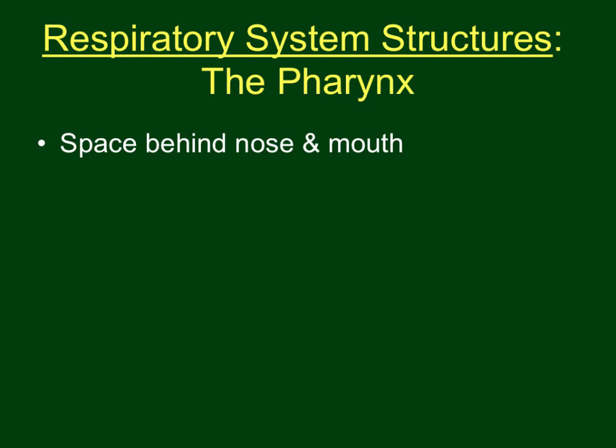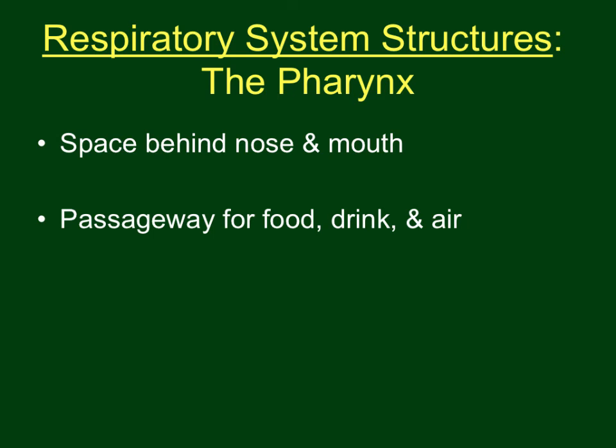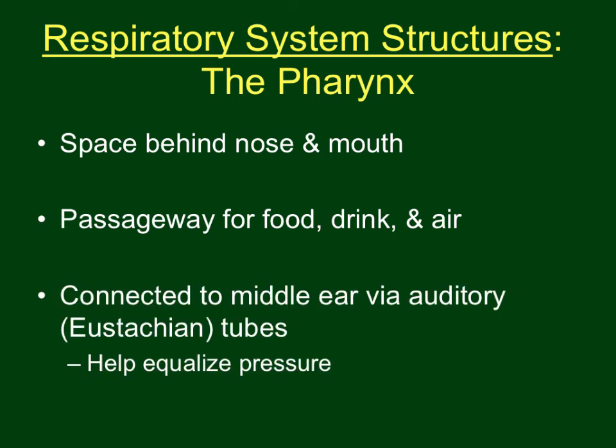The pharynx is generally defined as the space behind the nose and the mouth. So the area at the back part of your mouth is the pharynx. This is a common passageway for food, for drink, for air that you're breathing in. They all go through the pharynx or pharyngeal area. There's also a connection to the middle ear through the eustachian tubes. So we have a bit of sense of sound, auditory sound going on here. We also have equalization of pressure.